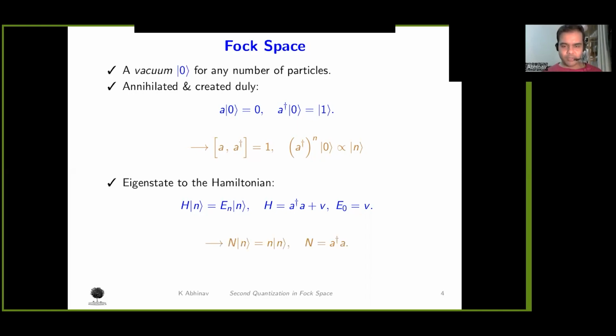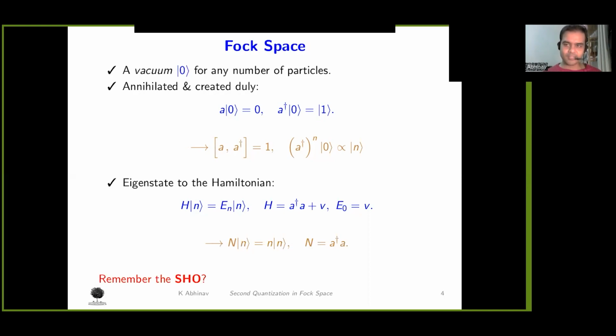And then equivalently, you can define a number operator, which is A dagger A. This number operator, when it acts on a particle number state n, has an eigenvalue which turns out to be the number of particles exactly. So the Hamiltonian, as you can see, is linearly dependent on the number operator. So the Hamiltonian also counts the number of particles, and the energy is proportional to the number of particles modulo the ground state energy.